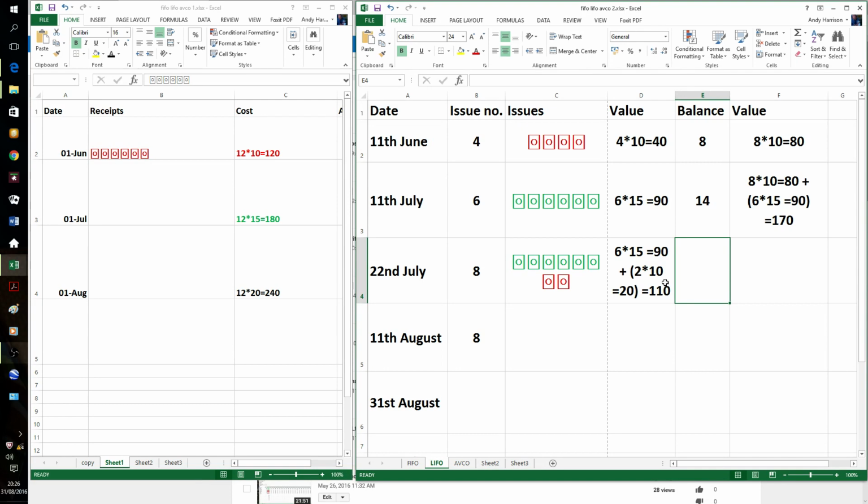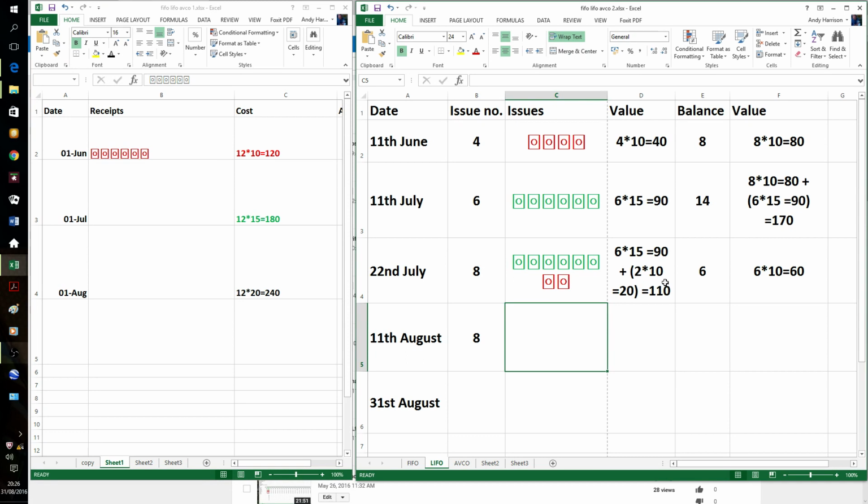Still got the same number left, that hasn't changed. We had 14 in stock, we issued 8, we've still got 6 left. So the difference here, whereas on FIFO they were valued at the most recent price, these are now at the old price. Hence you can see why existing stock in inflationary times is always valued at a lower price.